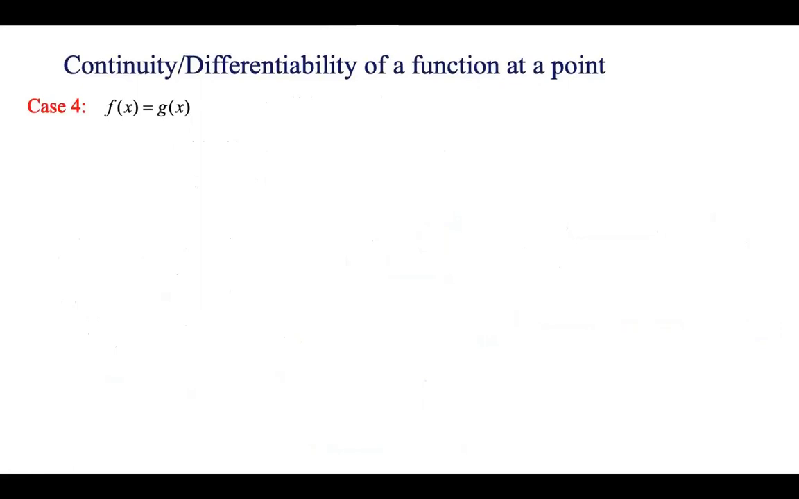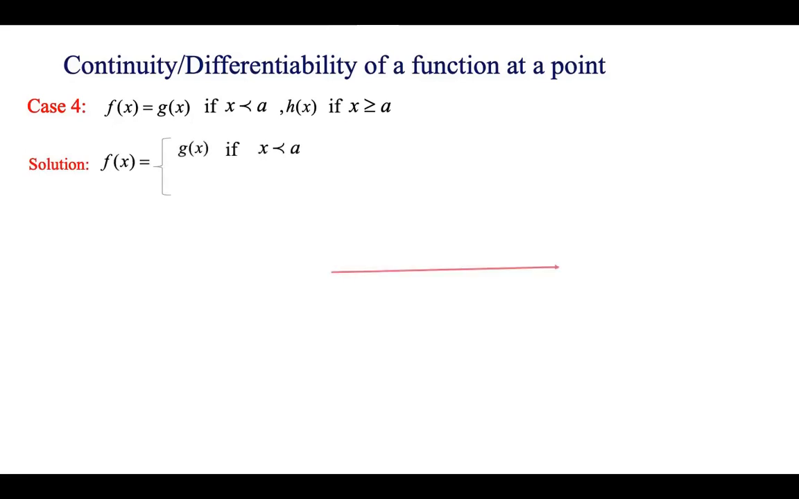Similarly, let us discuss one more case. Suppose f of x is equal to g of x when x is less than a, and h of x when x is greater than or equal to a. This means the left side of a is given by one piece, and the right side of a is given by some other piece. So f of x piecewise, when x is less than a, is given by g of x. At x equal to a, the function value takes its right side piece.